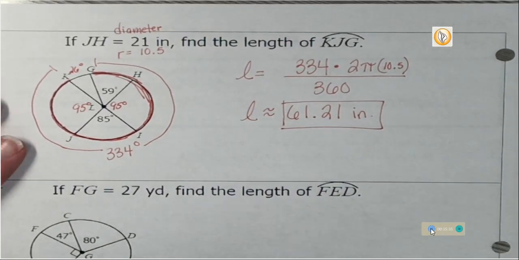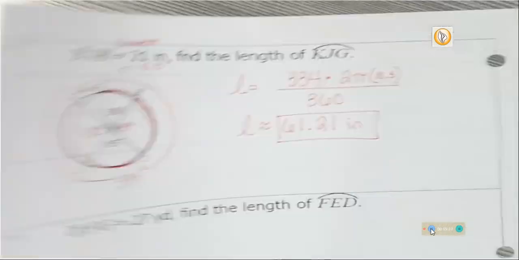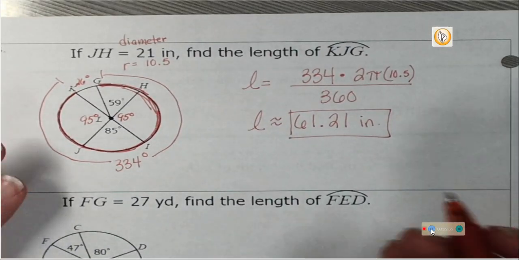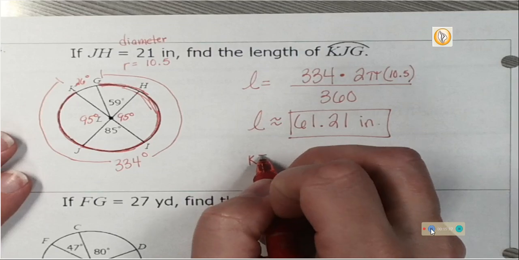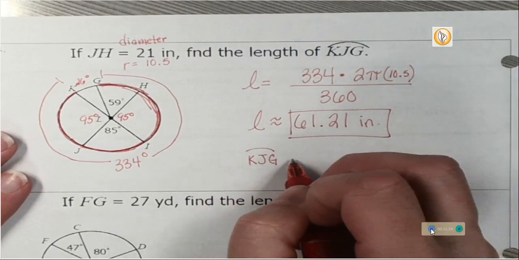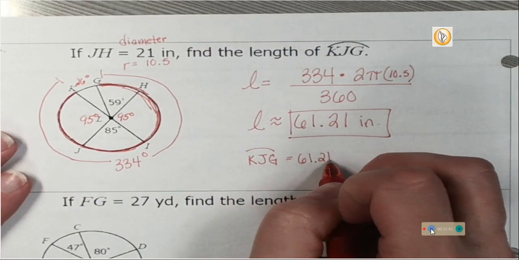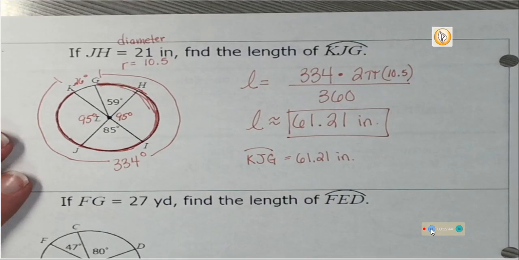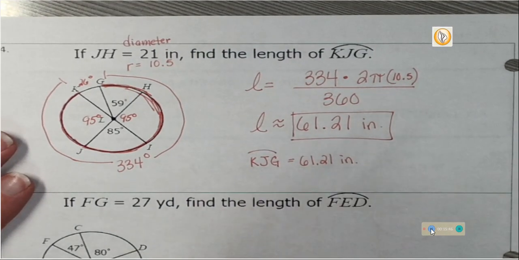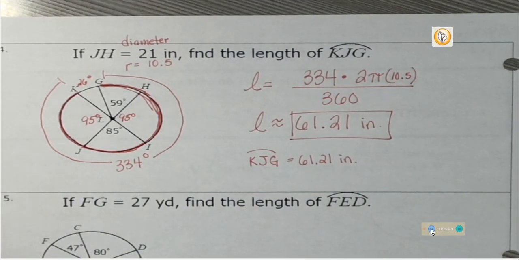Now, I think I told you on the front, I did. I'm going to tell you again. Another way to write this that would be more specific would be to say arc KJG equals 61.21 inches. That just tells you exactly what that 61.2 goes to. And thank you, friend.